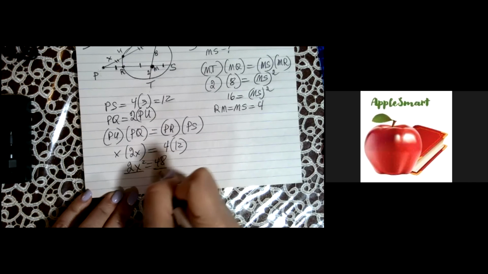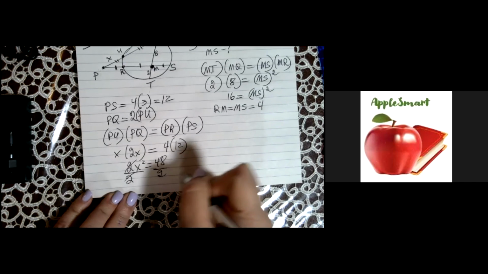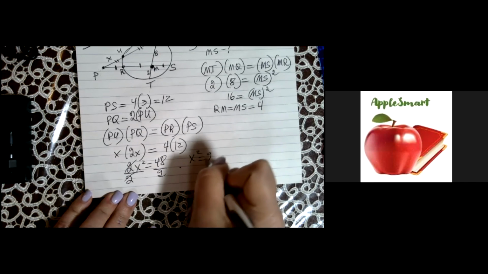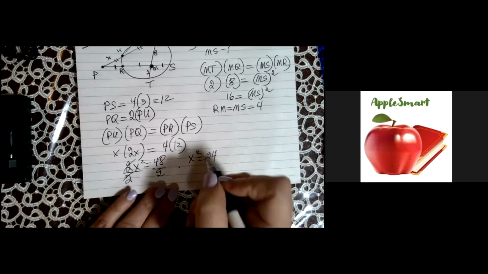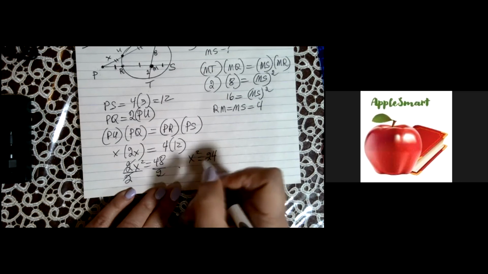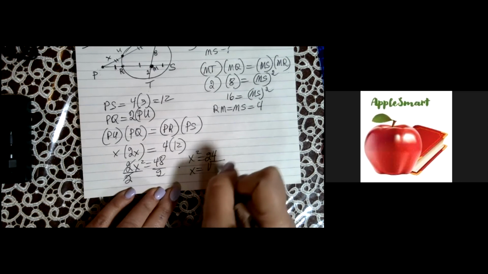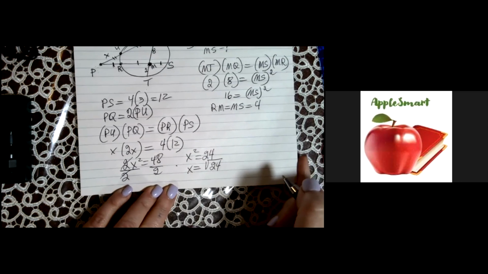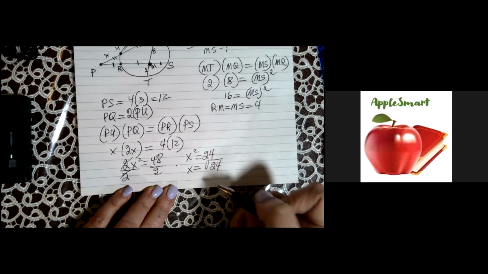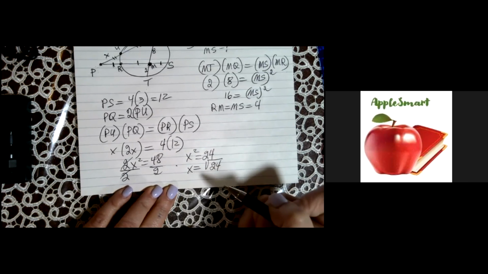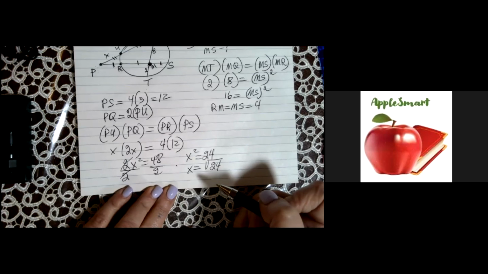Now we divide both sides by 2. We get X squared equals 24. And now to get X itself, we square root it. So X will be equal to square root of 24. But we never leave under the square root something where one of the factors is a perfect square. How can we factor 24 so that one of the factors is a perfect square that can be taken out of the square root? Remember your perfect squares? 4 and 6. Thank you.